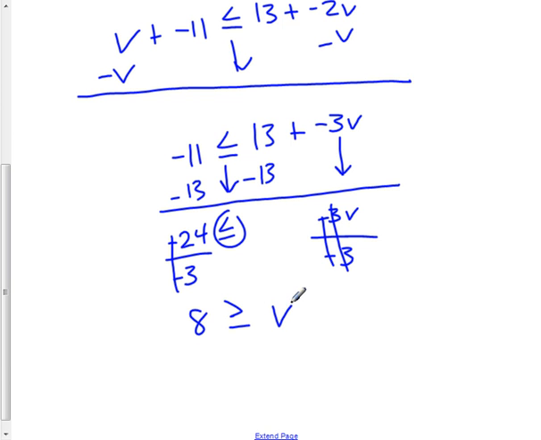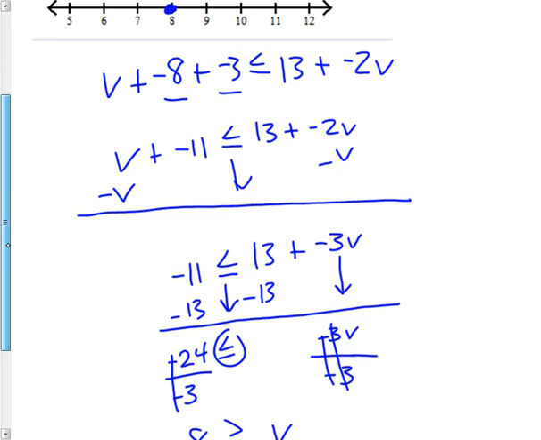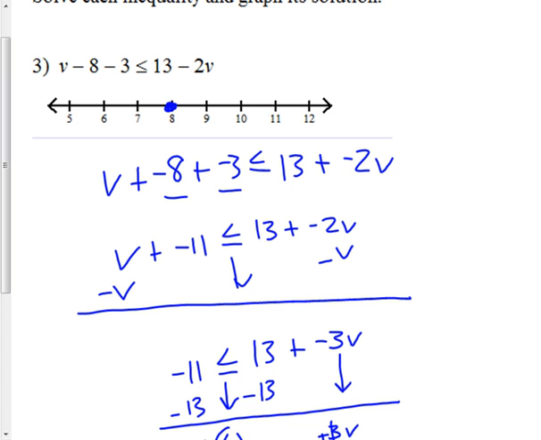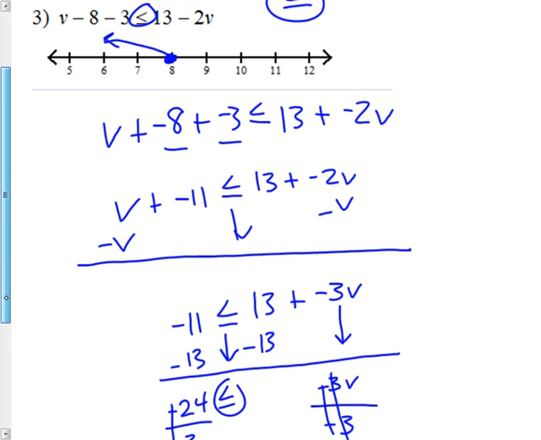What you know is that V needs to be smaller than 8 because it says that 8 is greater than. So up here, V needs to be smaller than 8, so it's going to go this way. And again, remember, it's filled in because we do have the greater than or equal to. The important part here is the equal to part. And remember, we flipped it because we had a negative.